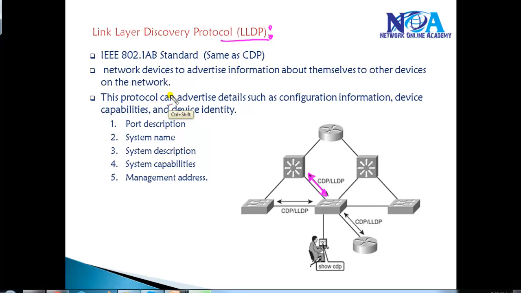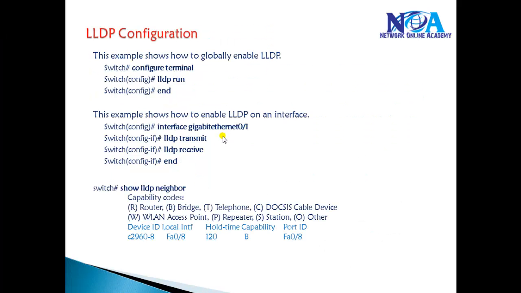It allows network devices to advertise their information themselves to the neighbor devices, and this protocol can advertise details such as configuration information, device capabilities, port description, the name, description, capabilities, and the IP addresses, whatever is configured, and then identity as well. Now let us see the configuration.